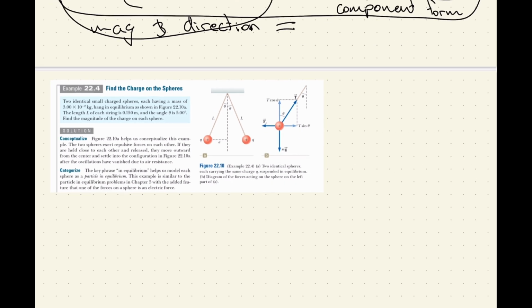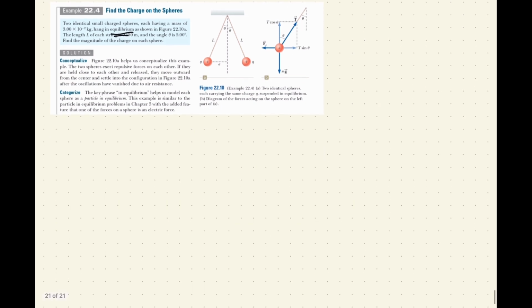But keeping that in mind, the next thing that's important is this sphere is in equilibrium. So equilibrium means F equals ma, Newton's second law, is equal to 0.